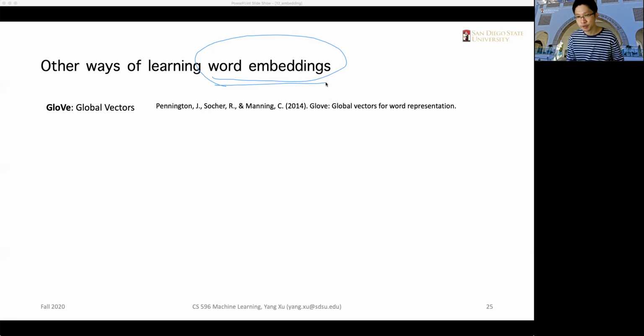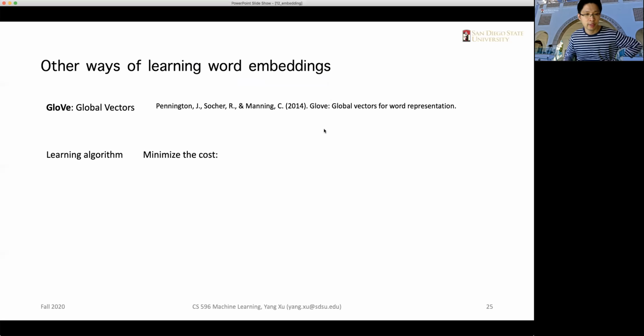in a different way. This paper came out the year after word-to-vec was proposed in 2013. In the paper, they draw very interesting connections to the word-to-vec paper, and they also explain why some of the hyperparameters need to be set in those particular ways in word-to-vec.